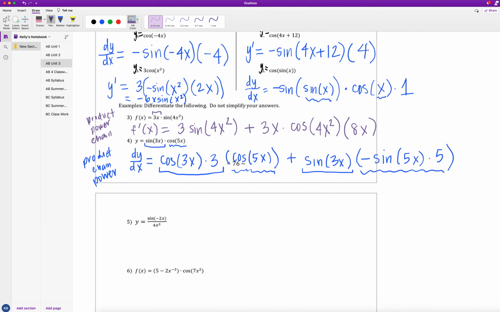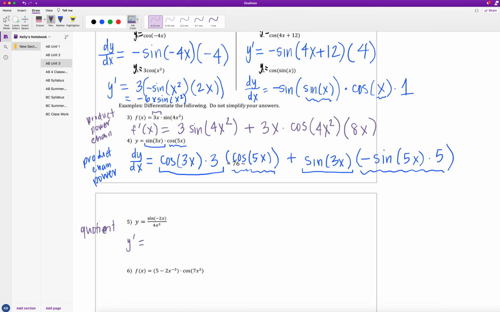So in example 5 here, we have y equals sine of negative 2x over 4x cubed. Now there's a couple ways that we can do this. As it stands right now, I would need to use a quotient rule, or I could rewrite this as 4x to the third all to the negative first, and I could change it into a product and another chain rule. I want us to leave it as a fraction so we get practice with the quotient rule. And so let's start by taking our derivative here using our quotient rule.